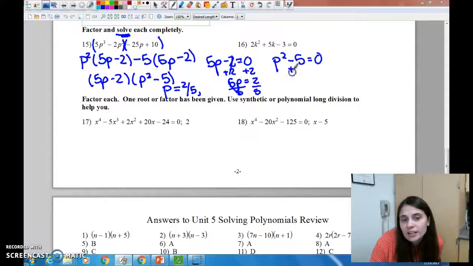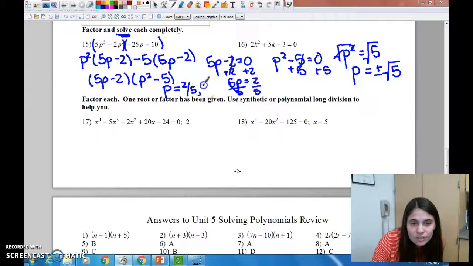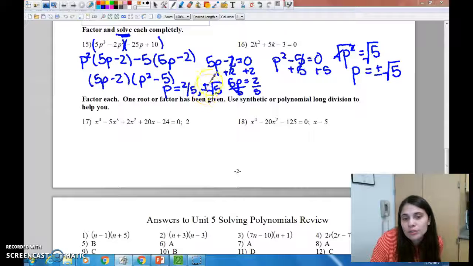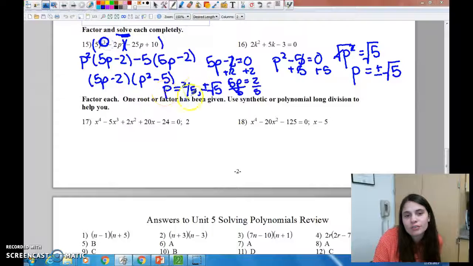And if I come over here, I add 5 to both sides, so p squared equals 5. Then I take the square root of both sides. Every single time I take the square root of something, I get a positive and a negative answer. And since the square root of 5 doesn't simplify, that's my final solution. So I have plus or minus the square root of 5. So this gives me one solution and then the positive and negative solution. So this is 2 solutions, so 3 total solutions. And if I look up here, my highest exponent is a 3, so I should have 3 solutions.